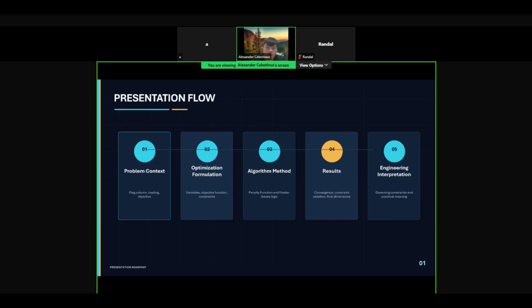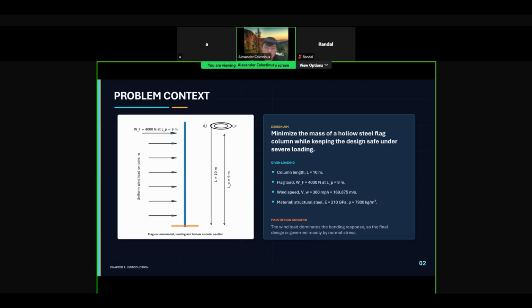This is our presentation flow, consisting of 5 sections. The first is problem context. Second, optimization formulation. Third, algorithm method. Fourth, result. And the last one is engineering interpretation.